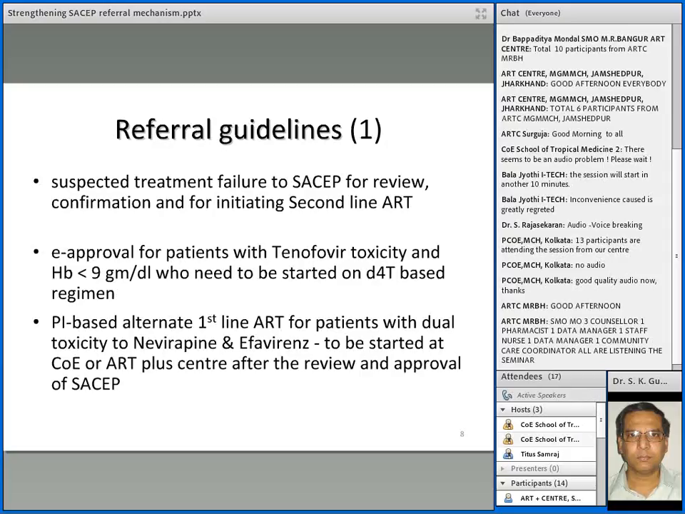Now patients who tolerate both nevirapine and efavirenz, these patients are required to be started on protease inhibitor based alternate first line therapy, and for these patients you need to send the referrals to the COE or the ART plus center.